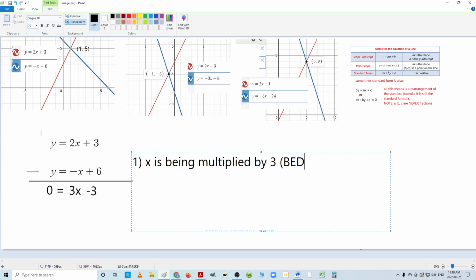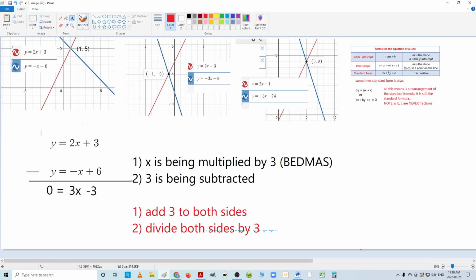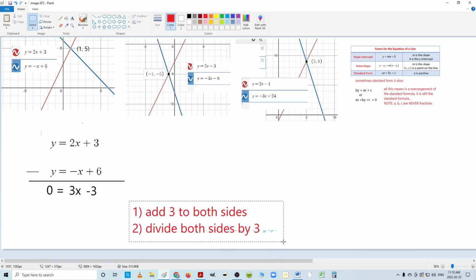So it's in BEDMAS order, and multiplication comes before subtraction. Two, 3 is being subtracted. Now I have to reverse that story, starting with number 2 first, and reverse all the operations. Add 3 to both sides. Divide both sides by 3. Now I have an official step for unraveling algebraically any algebra that I need to undo.